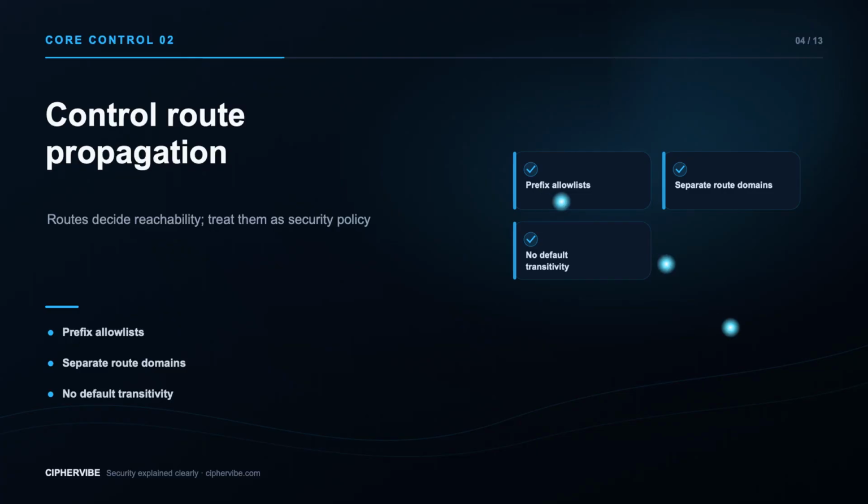The second building block is control route propagation. Limit which prefixes each connection may advertise or receive. Separate environments and partners into distinct route domains, prevent uncontrolled transitive routing, and review route changes like firewall changes because an incorrect advertisement can expose far more than one subnet.